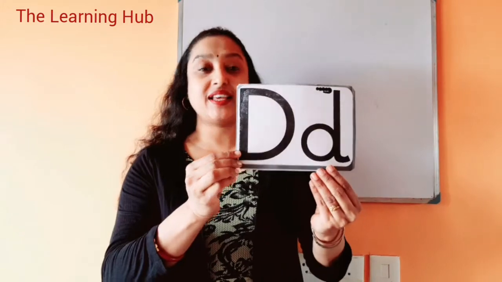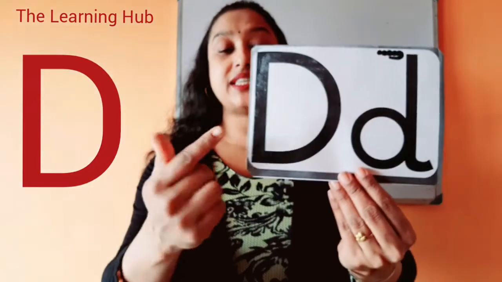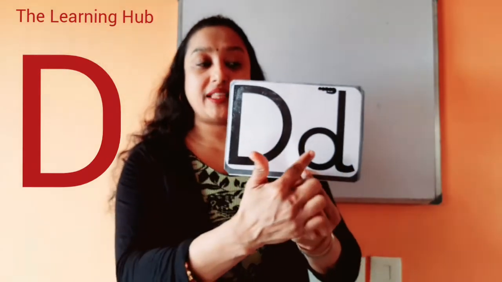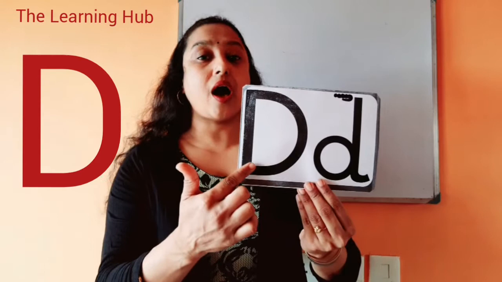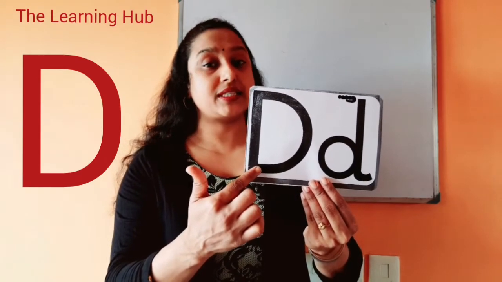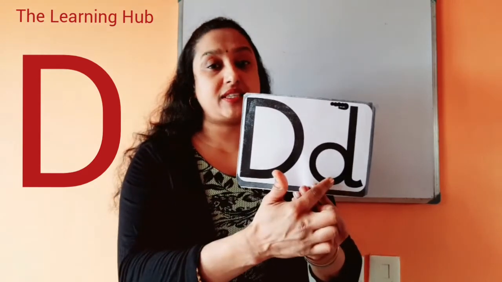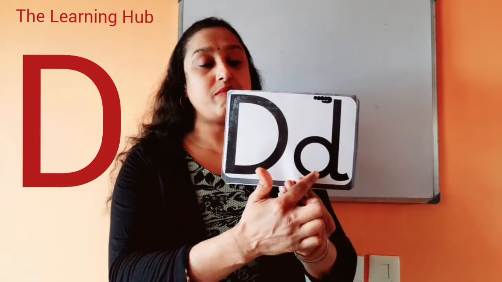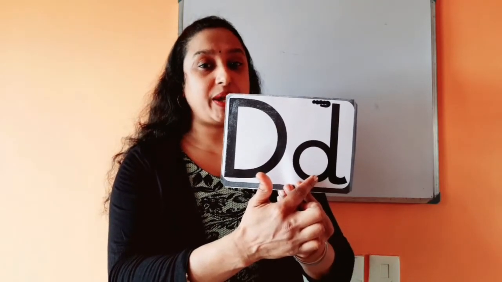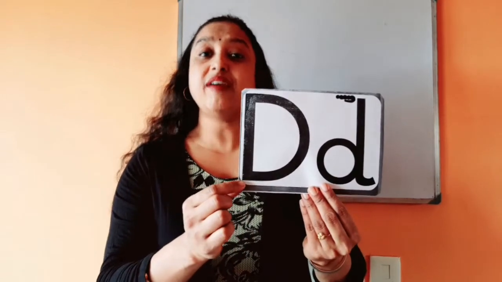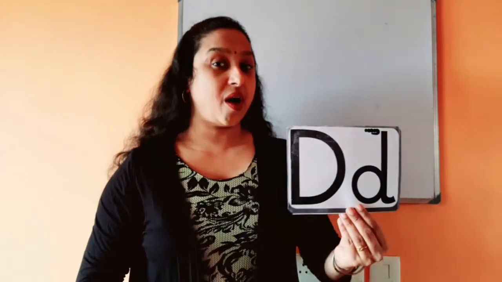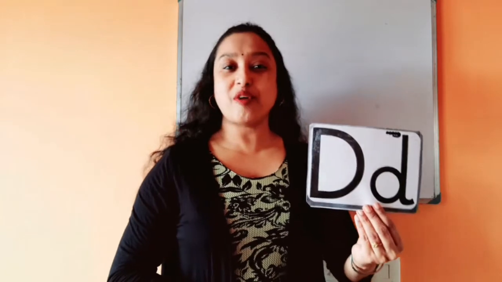This is letter D. This is capital D and this is small d. This is uppercase D, means capital D, and this is lowercase d, means small d. So this is which letter? Letter D. Now it's time to do the formation.